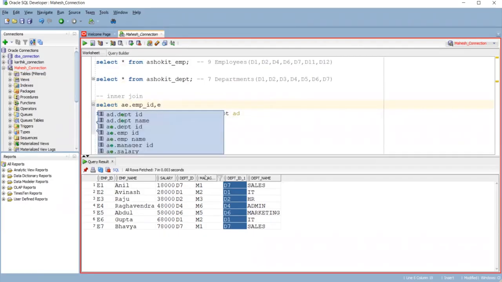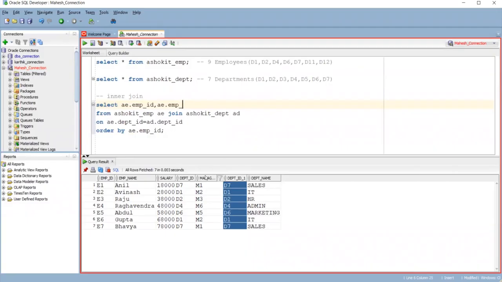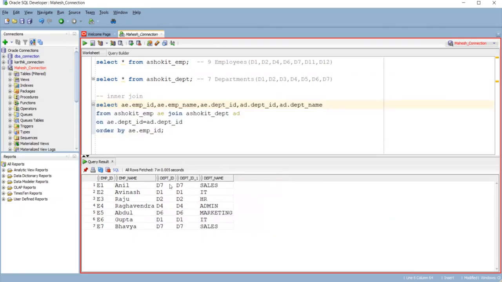AE underscore employee name. Okay. And then AE underscore department ID and AD dot department ID. Okay. And then AD dot department name, so you can understand easily, sir. Now tell me, employee table department ID and the department table department ID, both are matched or not?